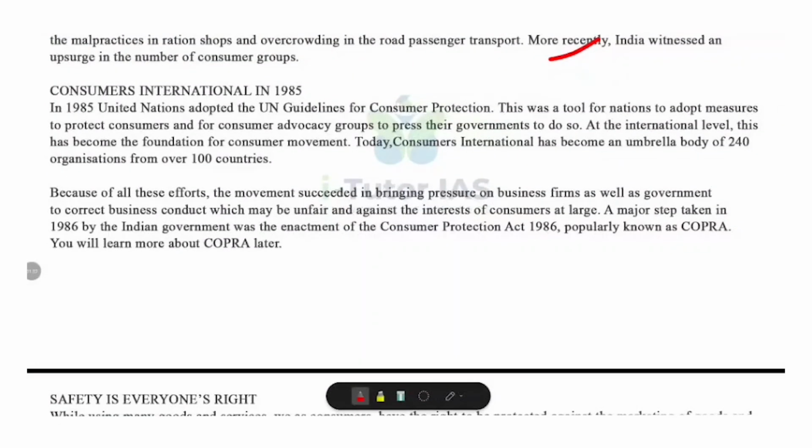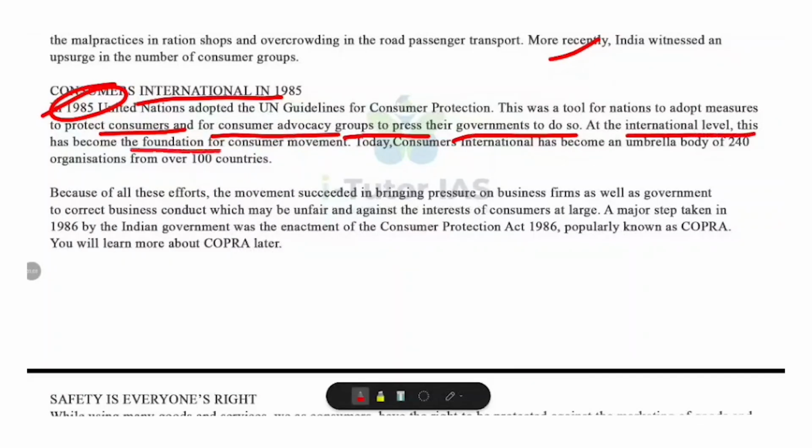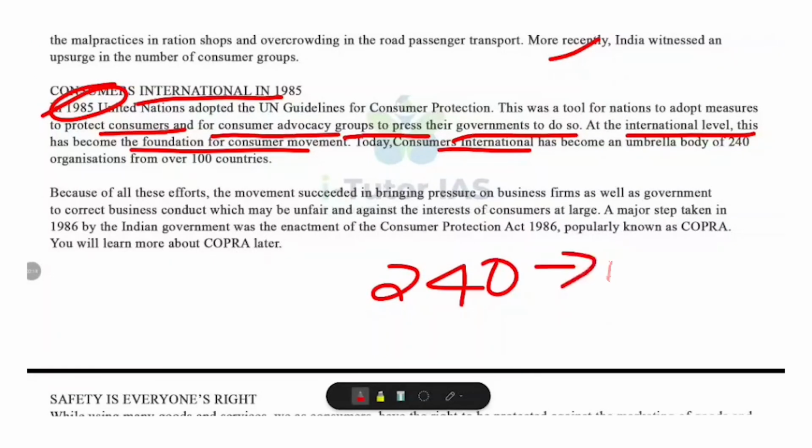And now let's look at Consumers International in 1985. In 1985, the United Nations adopted UN guidelines for consumer protection. This was a tool for nations to adopt measures to protect consumers and for consumer advocacy groups to press their government to do so. So it strengthened consumer advocacy groups to pressurize government, and the result was that the foundation for the global consumer movement started. At the international level, this has become the foundation for the consumer movement. And today, Consumers International has become an umbrella body of almost 240 organizations from 100 countries.